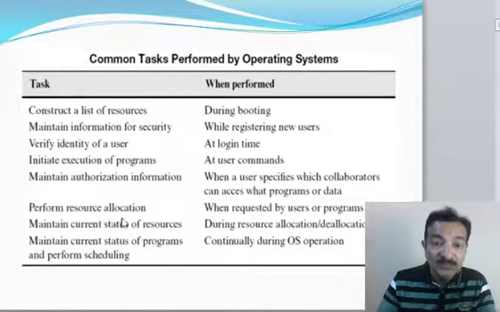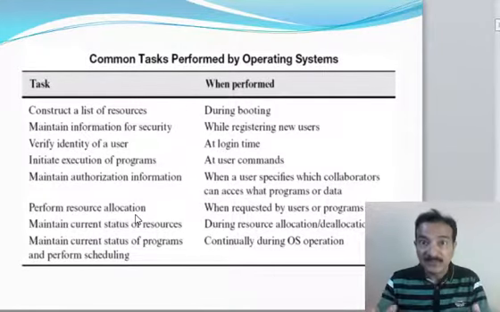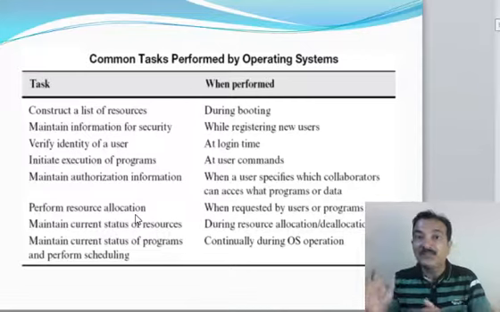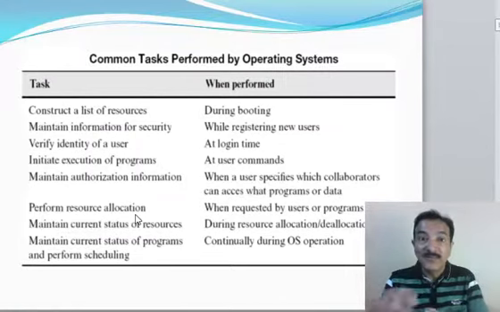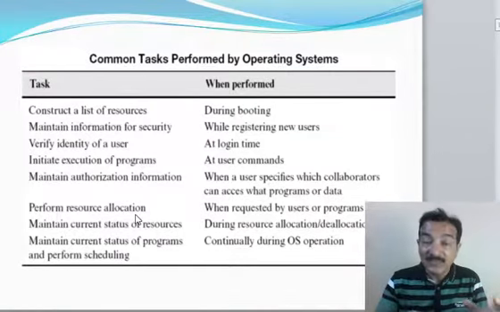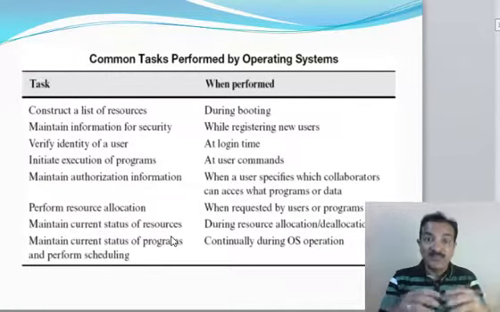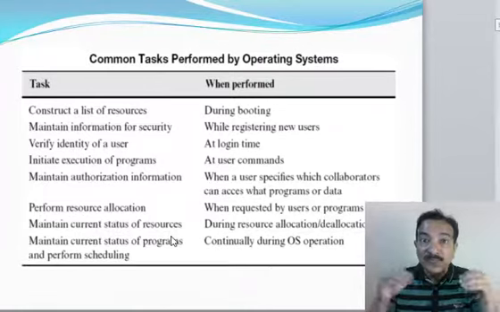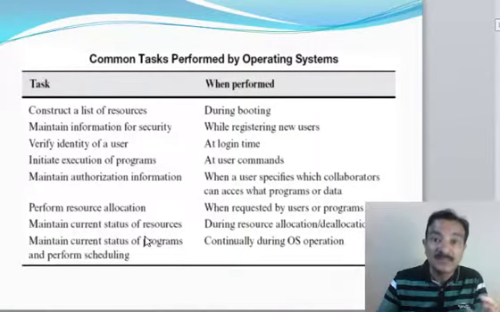The next one is perform resource allocation. The operating system also takes care of the resource allocation, like the memory, like the hard disk. Which program, how much memory has to be allocated, that decision is made by the operating system. Which program is going to be using the particular hardware, that resource allocation is also done by the operating system. Maintain current status of the resources. Whenever it boots, it has made the list of all the resources that are working, but subsequently it will also keep on checking and maintain the current status, which are accessible, which can be used. So it maintains the current status of all the resources that are connected to the operating system.